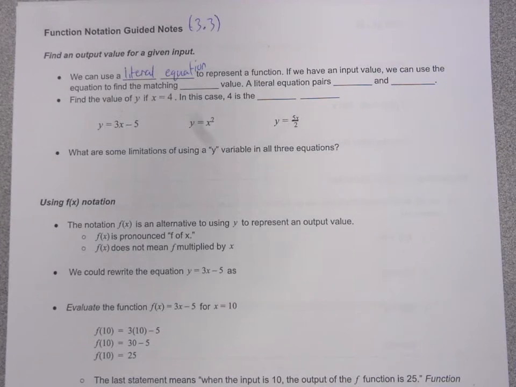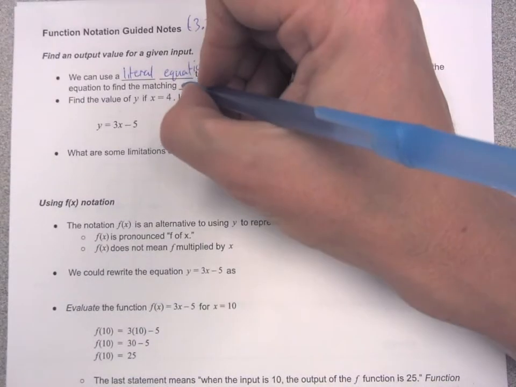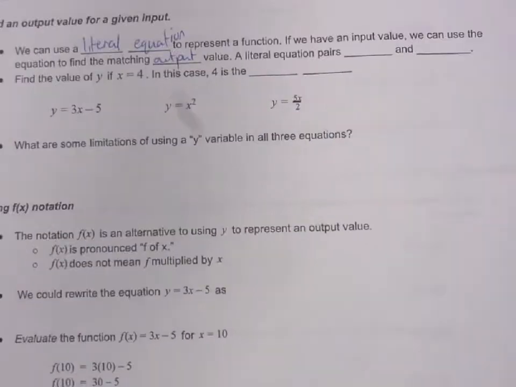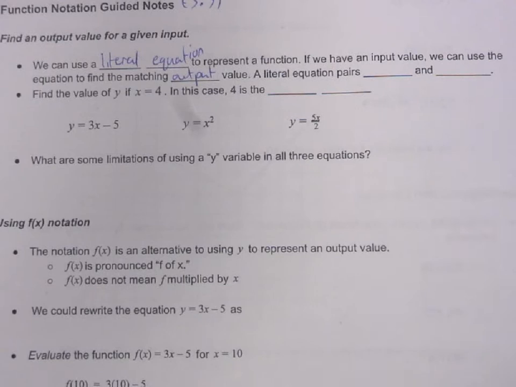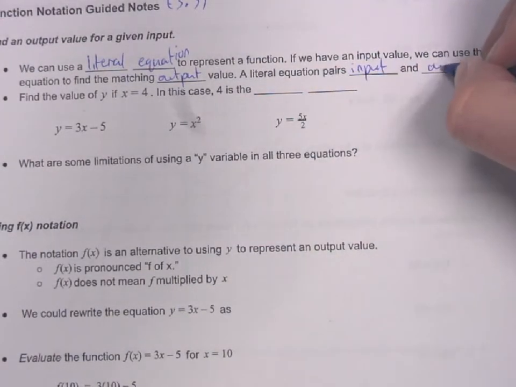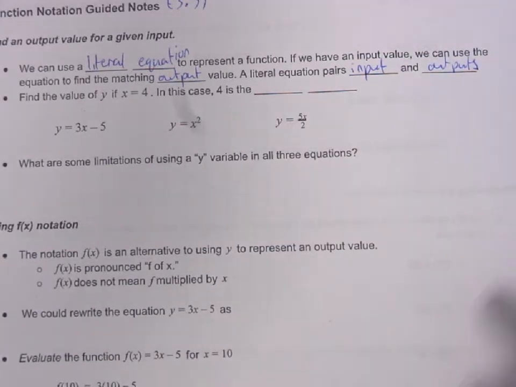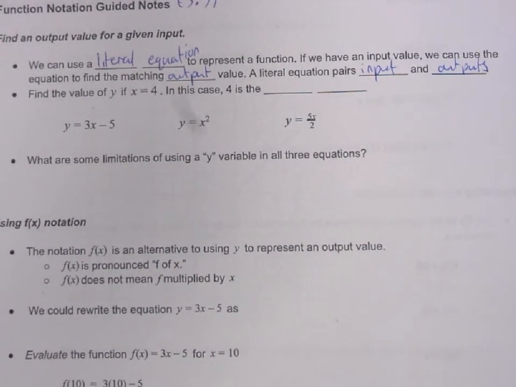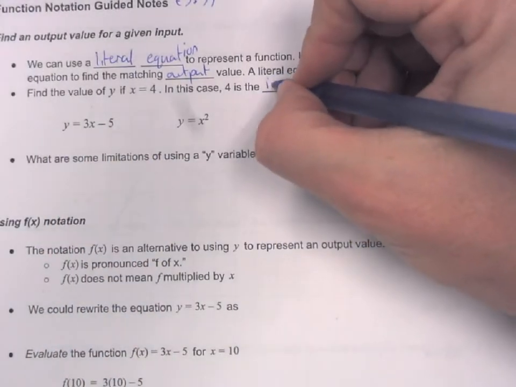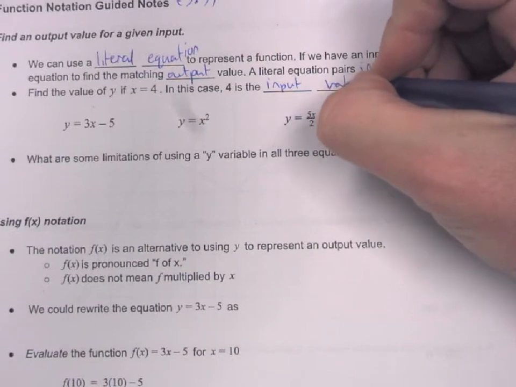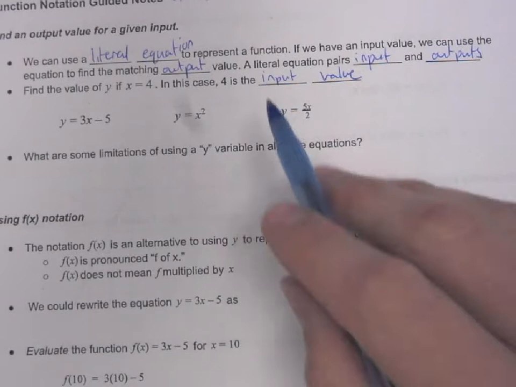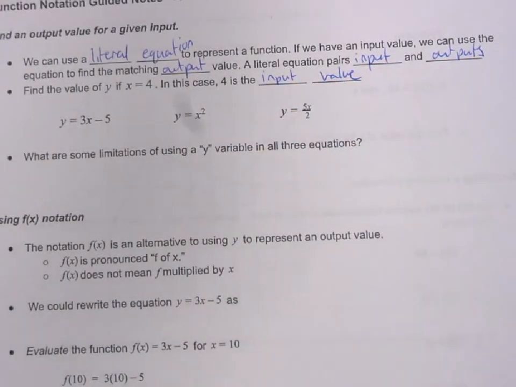Okay. If we have an input value, we can use the equation to find a matching output value. A literal equation pairs inputs and outputs because it's a relation, and that's what relations do. All right, so find the value of y if x equals 4. In this case, 4 is the input value. So what we would do is literally input 4. We put 4 in. So input means put it in.